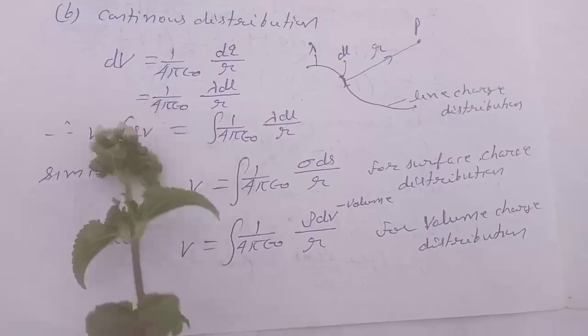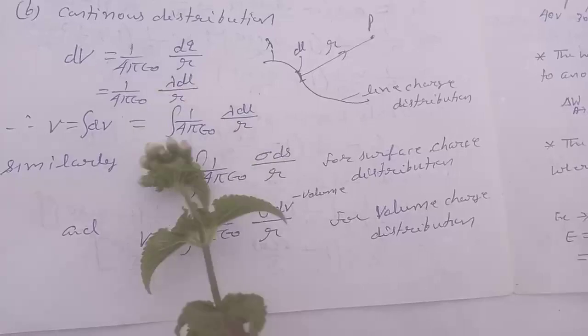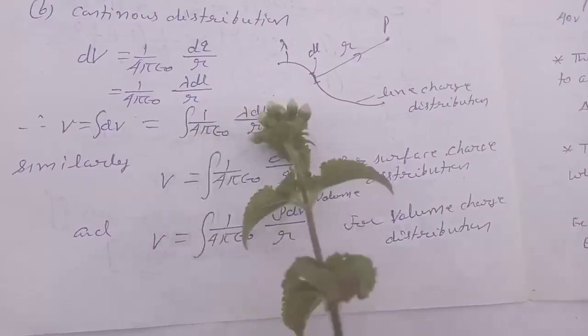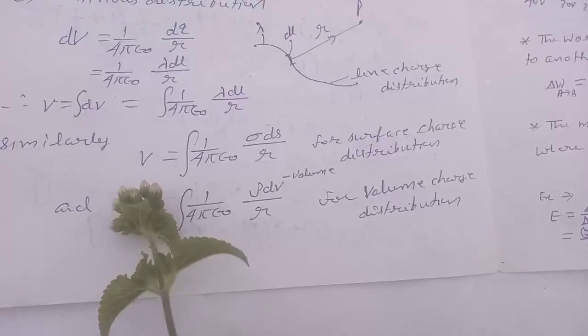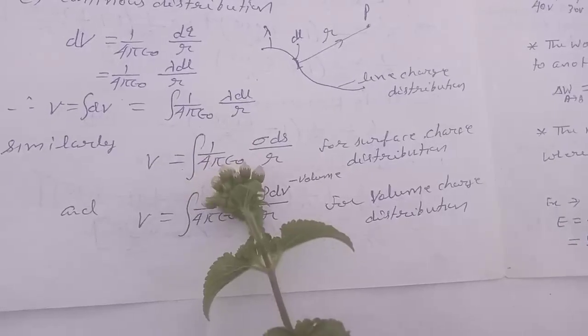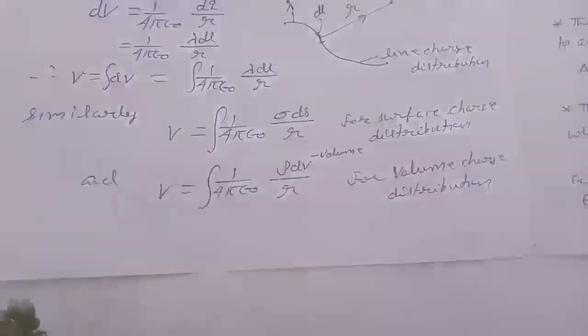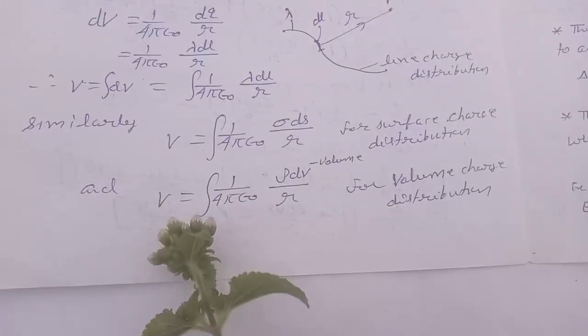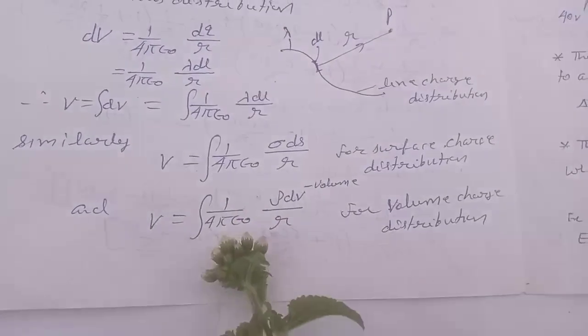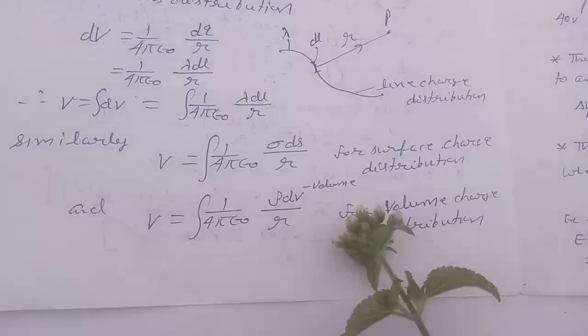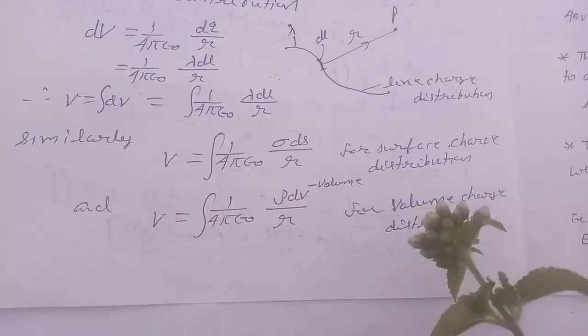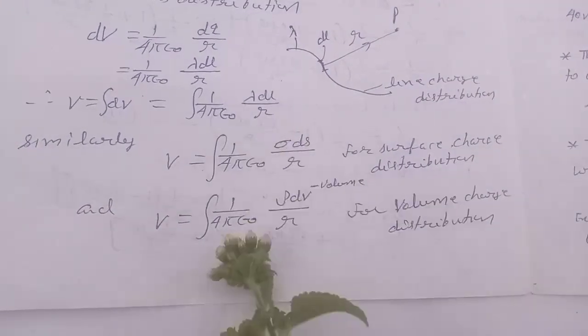Hence V equals integration of dV, which equals integration of 1 by 4 pi epsilon naught lambda dl by r. Similarly, V equals integration of 1 by 4 pi epsilon naught sigma ds by r for surface charge distribution, and V equals integration of 1 by 4 pi epsilon naught rho dv by r for volume charge distribution. Here sigma is surface charge density and rho is the volume charge density.